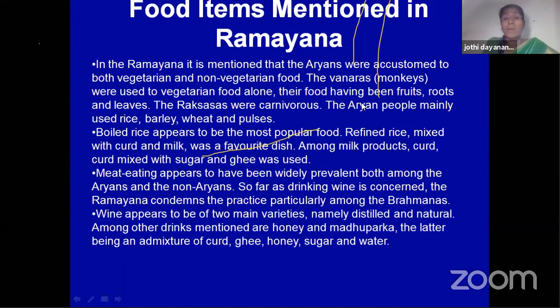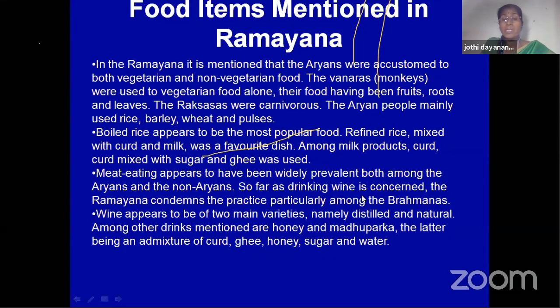And among herbivores, when you look at the Aryan people, they used to have rice, barley, wheat, and pulses. They also seem to have used boiled rice, which used to be one of the most popular foods. And refined rice mixed with curd and milk was one which they enjoyed. There is a mention of curd mixed with sugar and ghee being used. And meat eating appeared to have been widely prevalent both among the Aryans and the non-Aryans.